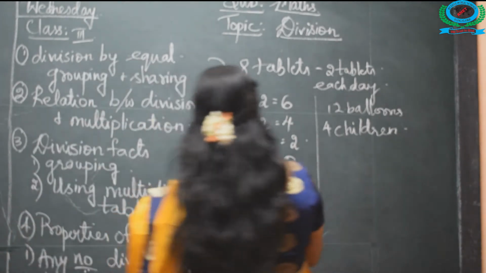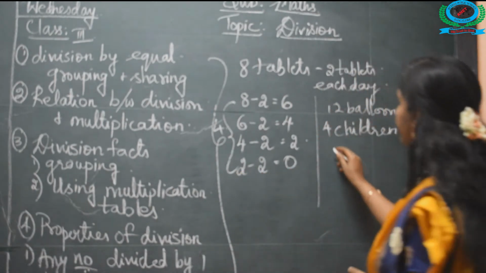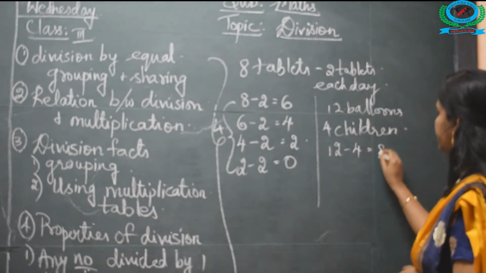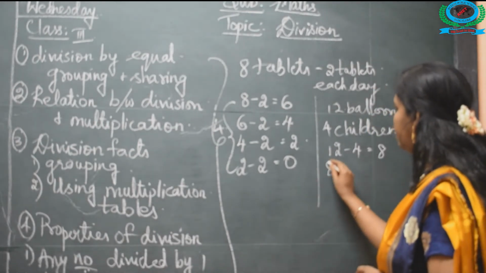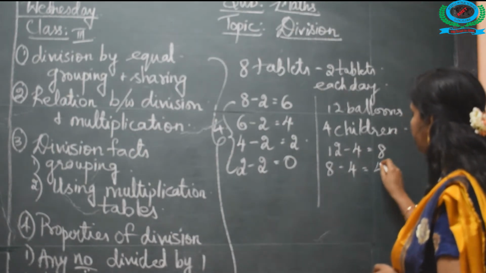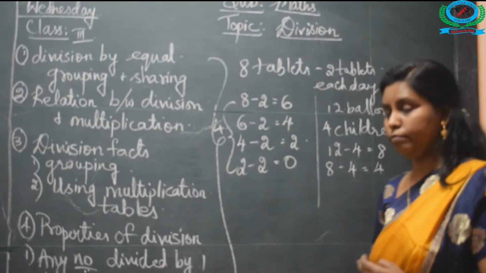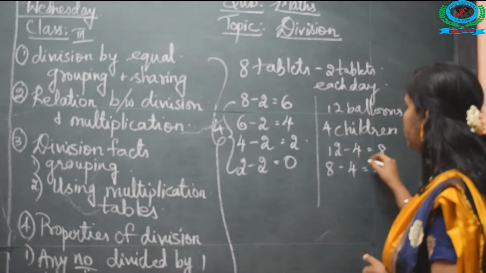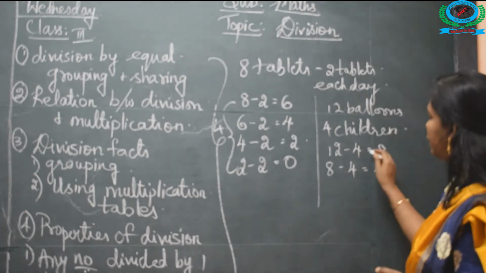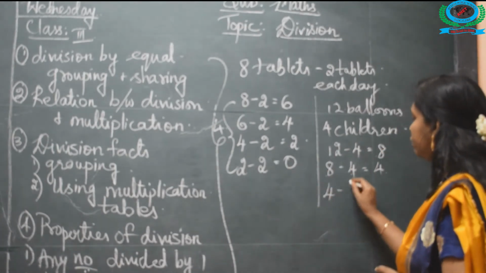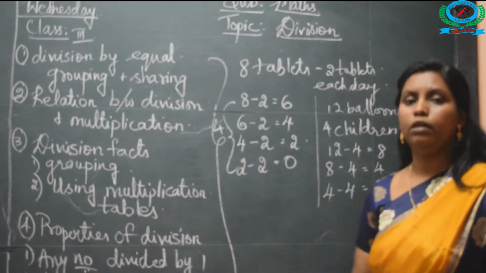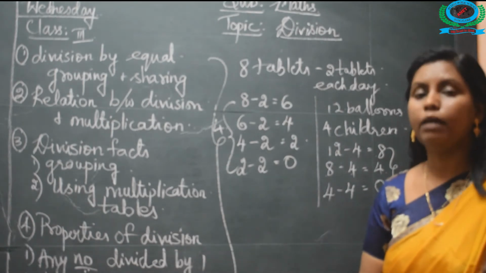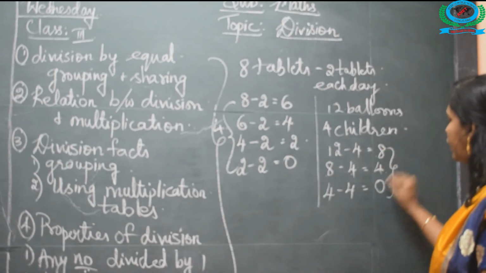So what you are going to do is, same as the first example, subtract. 12 minus 4 gives you 8. Then 8 minus 4 gives you 4. First you give one balloon to each child. So 12 minus 4, 8 will be remaining. 8 minus 4, 4 will be remaining. Again 4 minus 4, there is 0. So nothing is left. How many balloons can be divided among the 4 children? It is 1, 2 and 3.